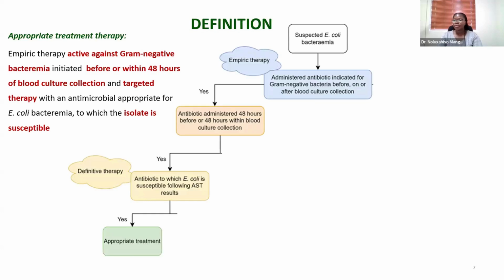We then defined appropriate treatment therapy as empiric therapy that is active against gram-negative bacteria initiated before or within 48 hours of blood culture collection, and targeted therapy with an antimicrobial appropriate for E. coli bacteremia to which the isolate is susceptible.